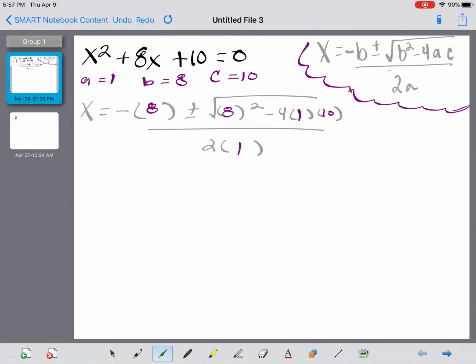And then we are going to go ahead and clean it up. So we get x is equal to, that 8 becomes negative, plus or minus some radical, and then in the bottom 2 times 1 is 2.